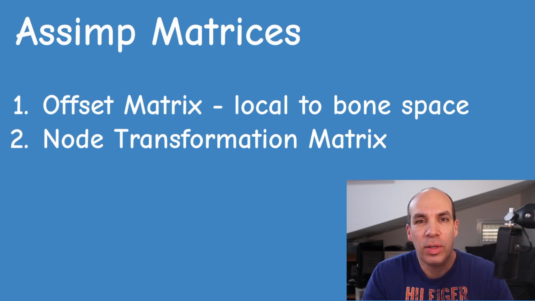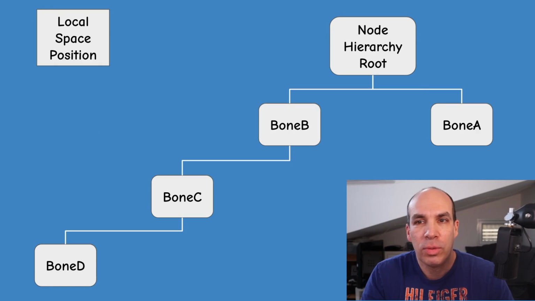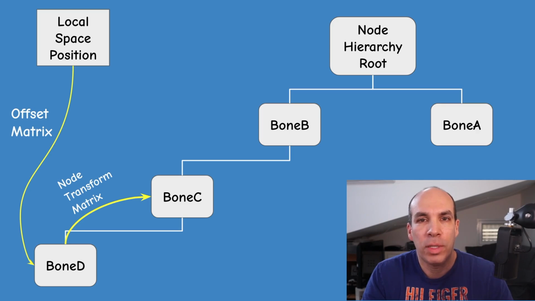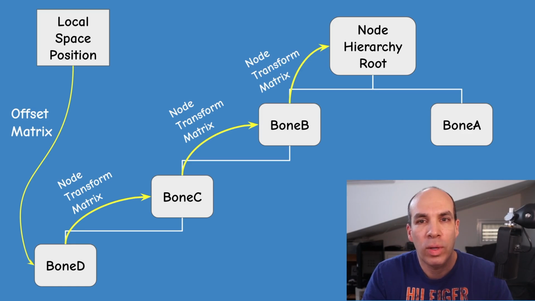Today we're going to integrate the two matrices that we got introduced to in the previous video, the offset and the transformation, into our skinned mesh class. This includes two steps. First, we need to transform the vertex from local space to bone space using the offset matrix. Next, we need to multiply the bone space position by the transformation matrix of the node and continue multiplying while traversing all the way to the top of the hierarchy.